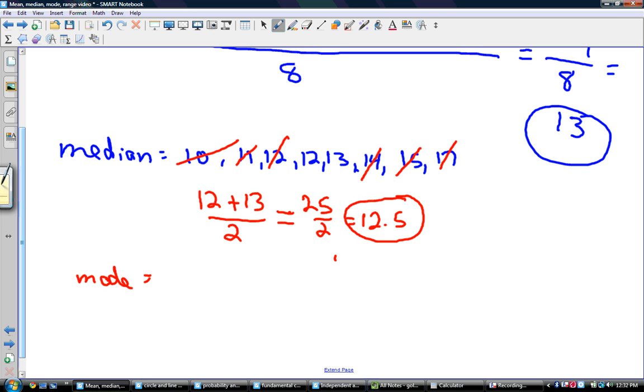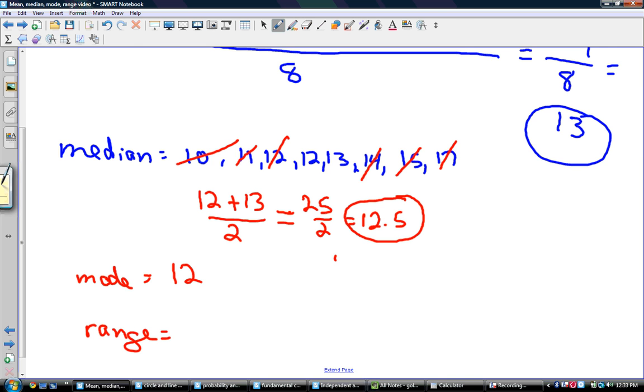So my mode down here is 12. Now let's find the range. This one's pretty easy too.